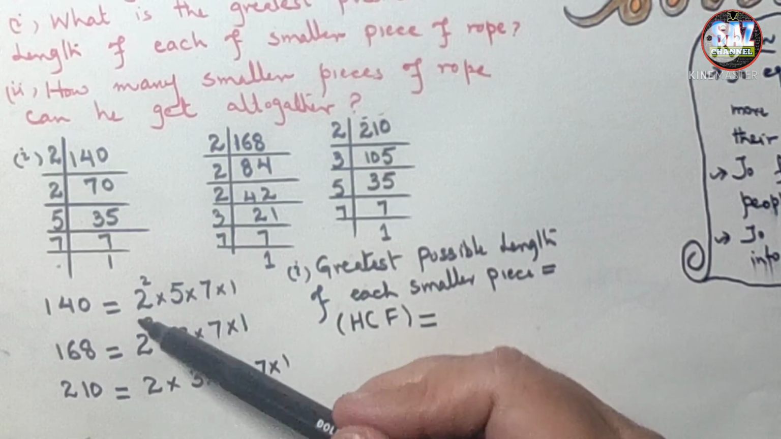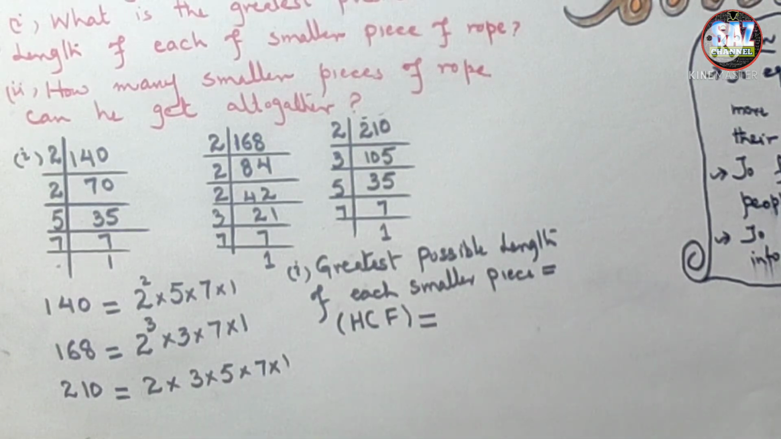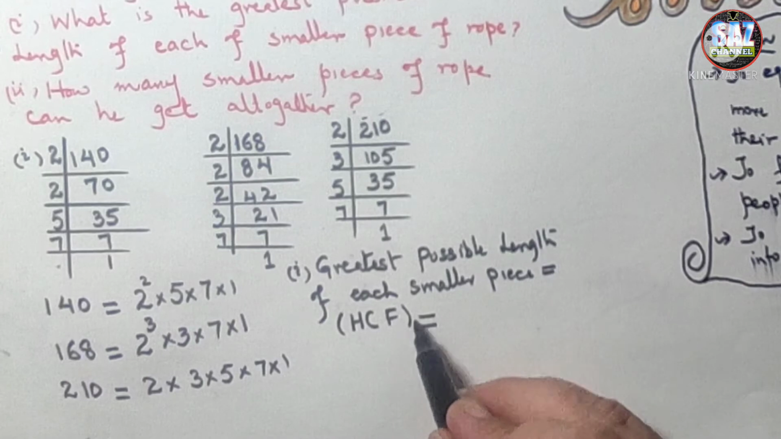Now if we look at 2s, we can see here 2 raised to power 1 is coming, here 2 raised to power 2, and 2 raised to power 3. Let me do a small working over here. 2 raised to power 2 means that 2 is coming 2 times. 2 raised to power 3 means that 2 is multiplied by itself 3 times, and 2 raised to power 1 means that 2 is coming once only. So from 2s we only have one 2 as the common factor.